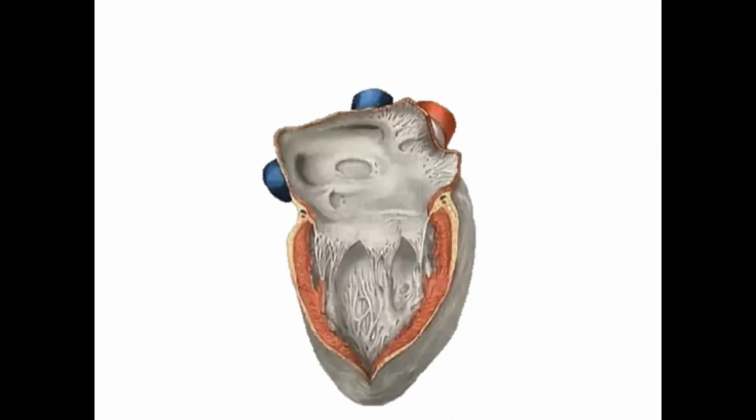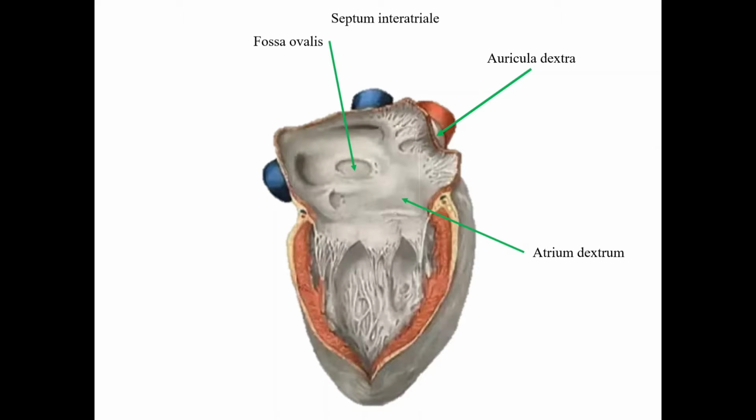The right atrium, atrium dextrum, has an additional cavity, the right auricle, auricula dextra. The right atrium is separated from the left by the interatrial septum, septum interatriale. On the septum there is an oval depression, the oval fossa, fossa ovalis. In the right atrium there is the opening of the superior vena cava, ostium venae cavae superioris, and the opening of the inferior vena cava, ostium venae cavae inferioris.